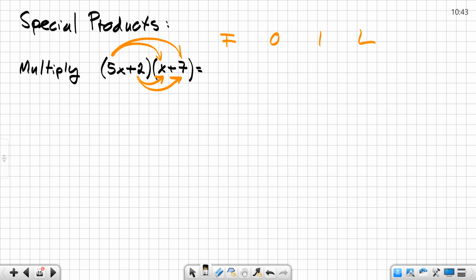So what is the first product? The product of the first terms is 5x times x, plus the product of the outer terms would be 5x times 7, plus the product of the inner terms is 2 times x, plus the product of the last terms, which would be 2 times 7. And this I will now multiply out.